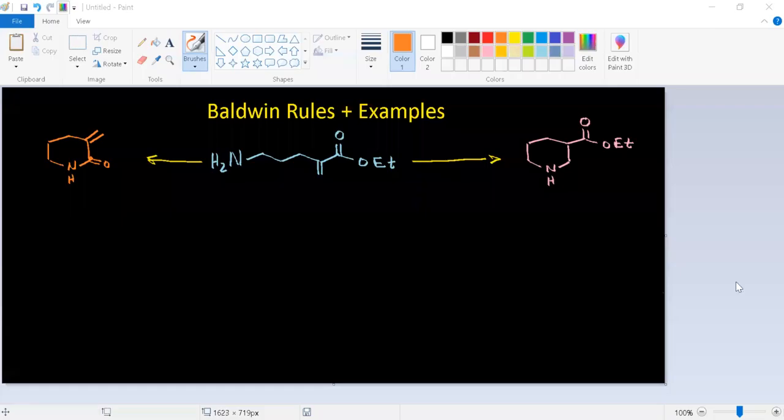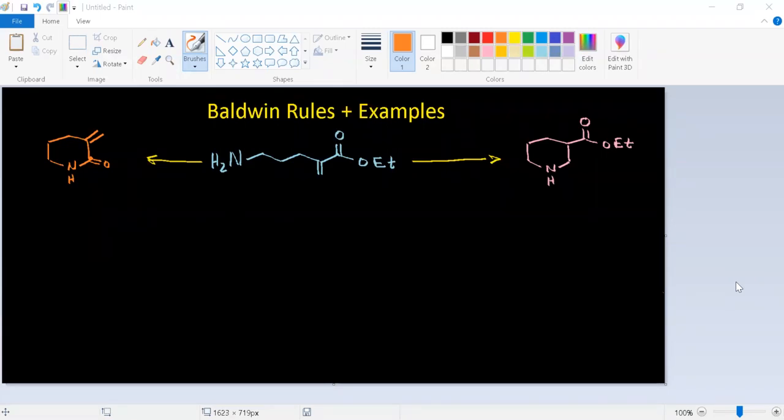In this video, I'm going to be going over some of the Baldwin rules. And I think this first example here is a good explanation as to how we're going to use them. If we didn't have these Baldwin rules, we wouldn't know, for example, if the product on the right is going to be favored, or if the product on the left is going to be favored. We also wouldn't have a way to really distinguish verbally or with terminology how we're going to describe these.